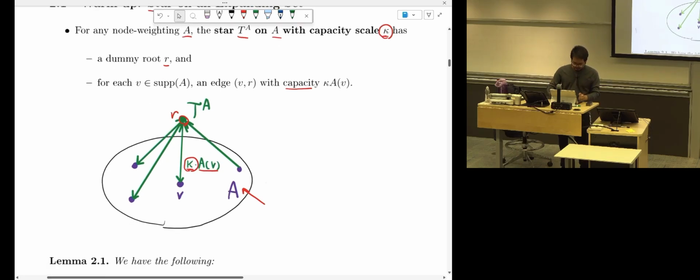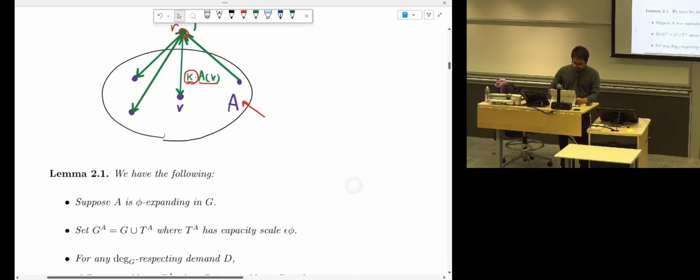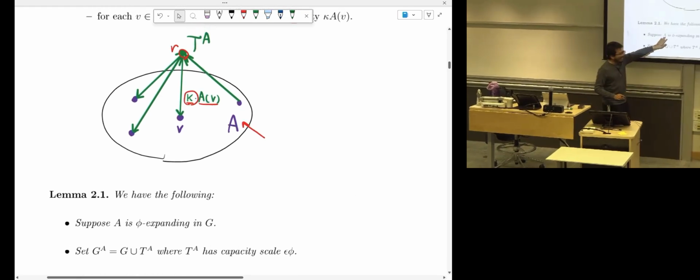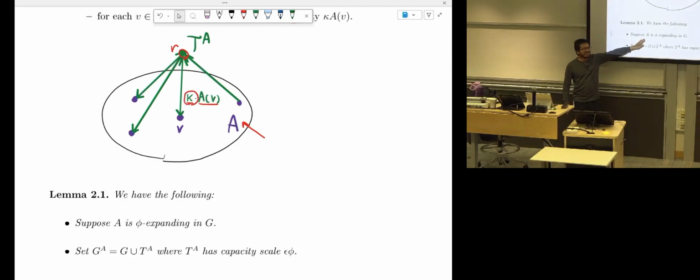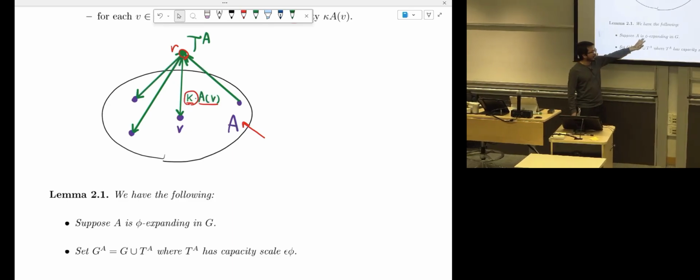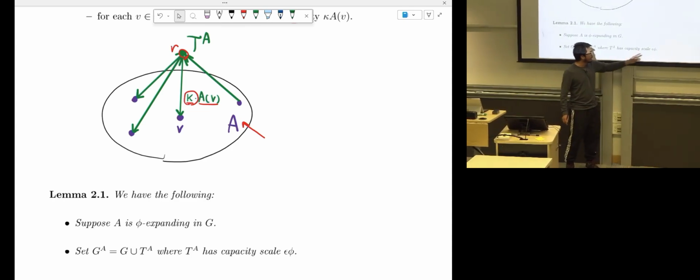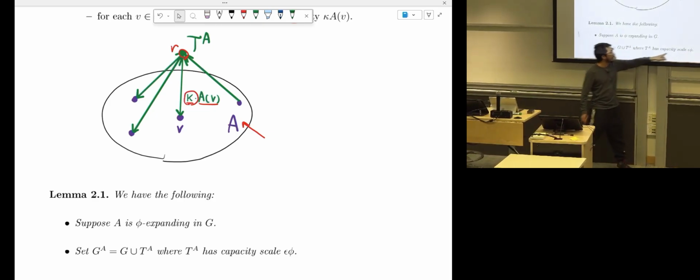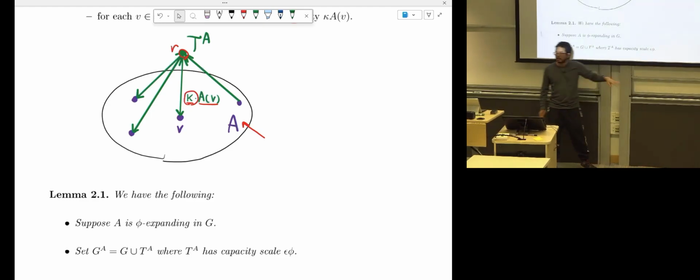And now here is the setting that we will consider. Suppose that this A is expanding, which is the case, like we're only going to add a star on an expanding set. So suppose A is expanding, and then let's look at the graph. I call it the shortcut graph, where I just have a graph and then I add a star. And let's set the capacity scale to be epsilon phi. When A is phi expanding, I set the capacity scale to be less than phi.